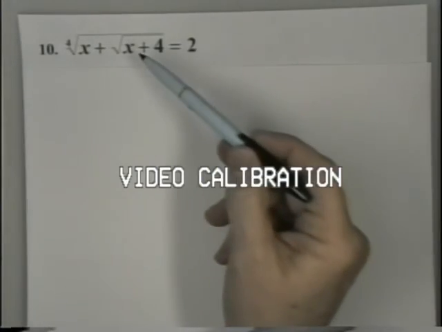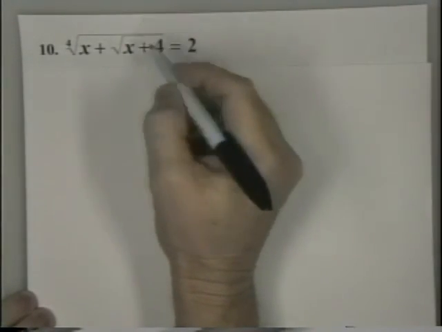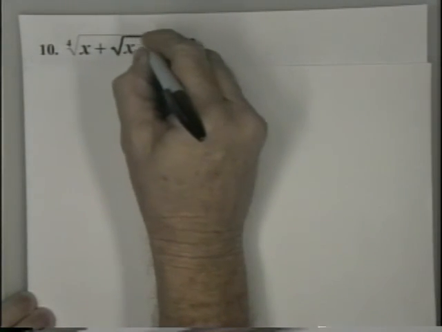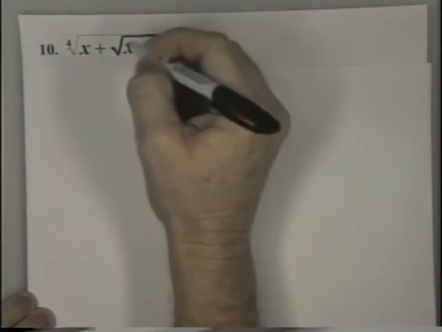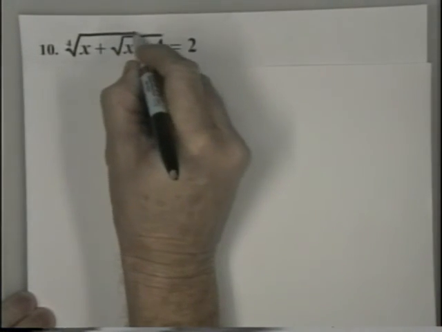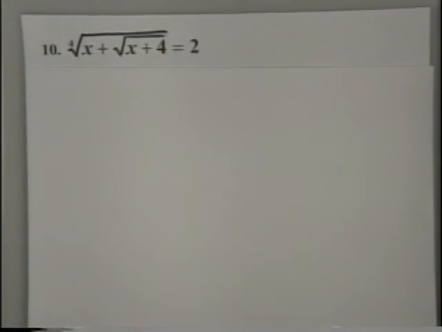Not only square root, it's got fourth root. There's a nested radical. One may not be that clear on the screen. There's a radical within a radical here. So you've got the fourth root of x plus the square root of x plus 4 equals 2. So the radicand under the fourth root radical is x plus the square root of x plus 4.